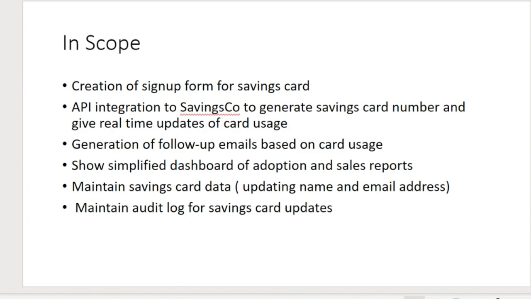So again, the system of record for the savings card data would be Savings Go, and the system of record for the participants' data would be MedJam, but of course the API would help them to communicate between each other. And then we want to maintain an audit log for savings card updates because we have to keep up with the regulation, and because we have to make sure we can guard against fraud.